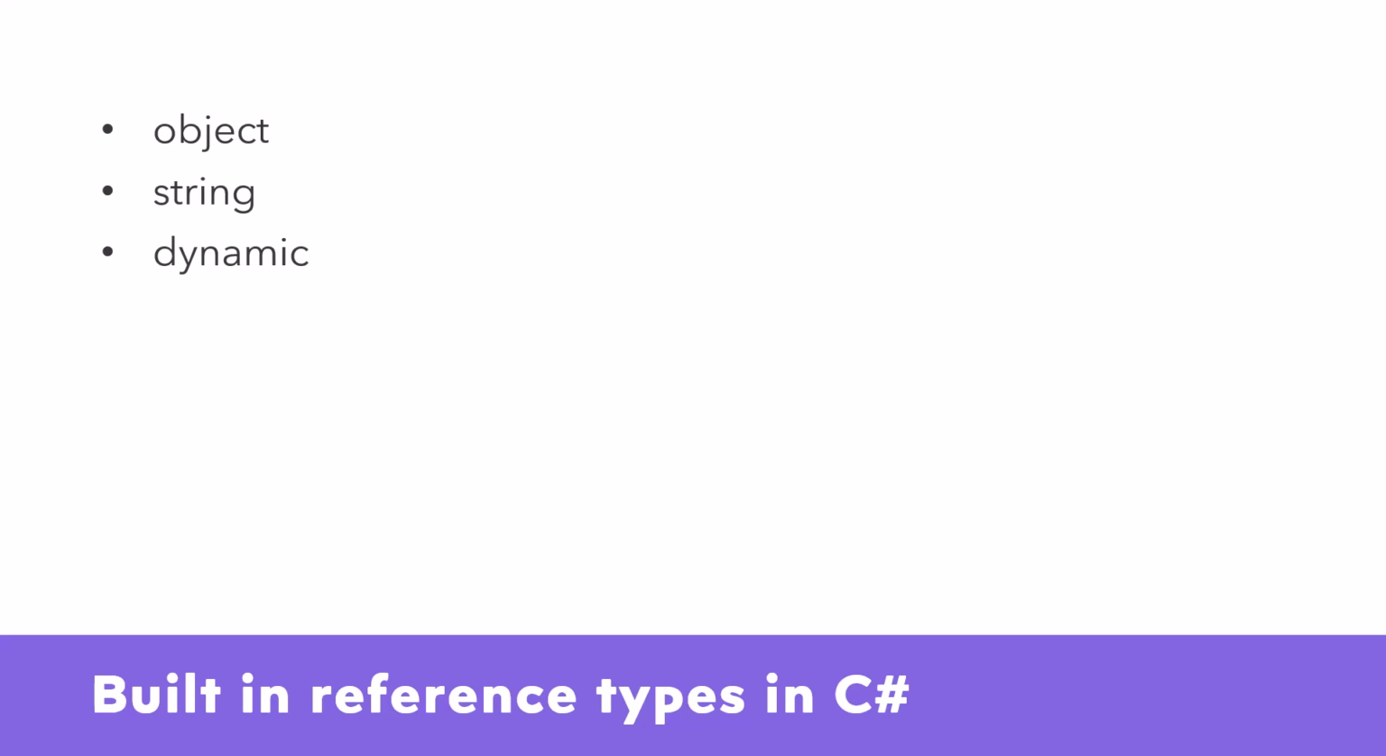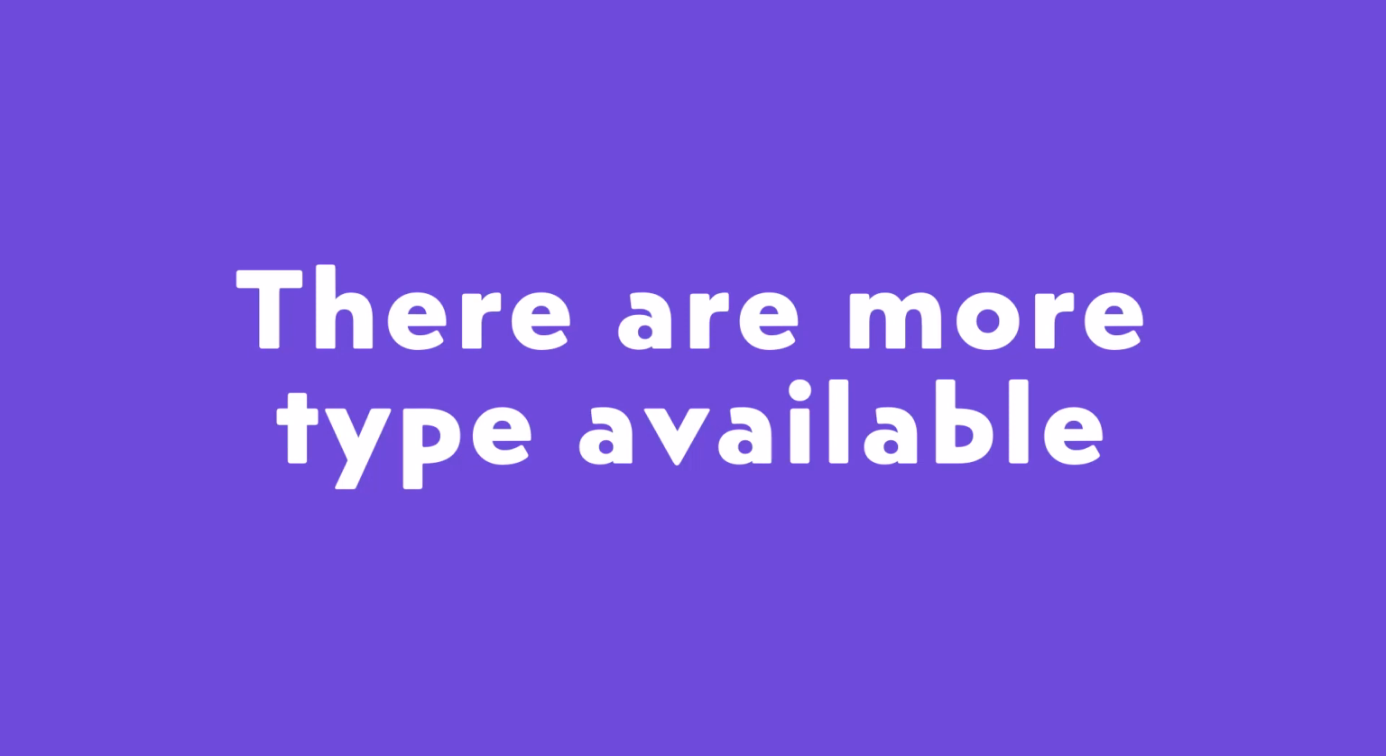If I talk about the built-in reference types, then there are only 3 data types. First is the object, second is the string, third is the dynamic. And these are very important concepts. Other than these types, there are also so many types available in C# programming language. Some are built-in and some of them are user-defined.